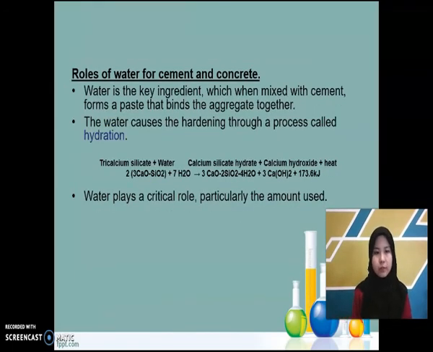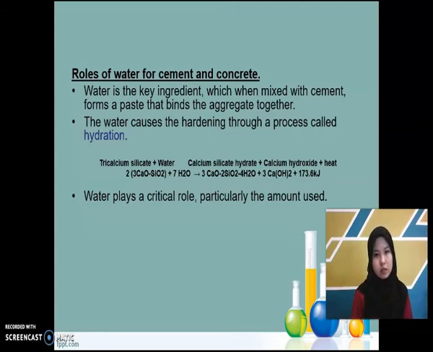In this topic, the roles of water are very important. Okay, why? Water is the key ingredient which, when mixed with cement, forms a paste that binds the aggregate together. When the water mixes with cement, it will form a paste in liquid form that binds the aggregate together. The water causes the hardening through a process called hydration.